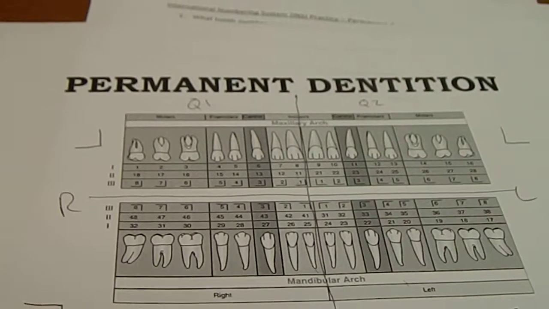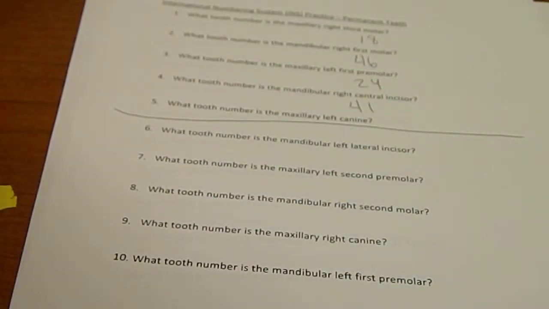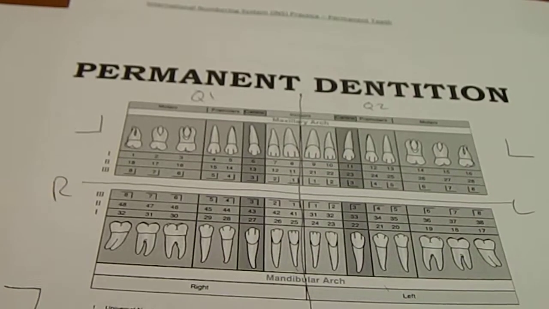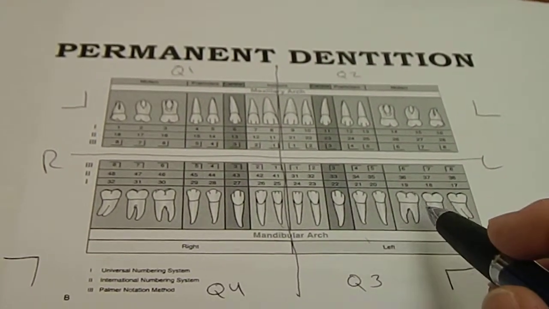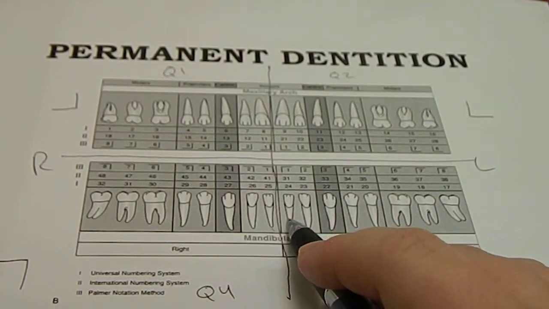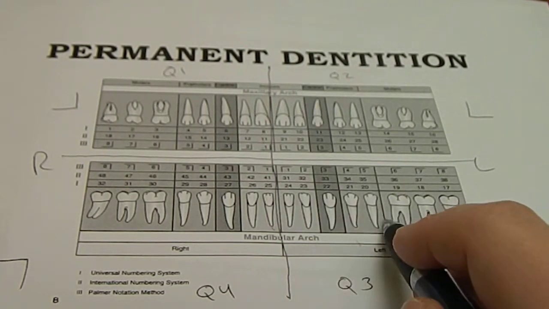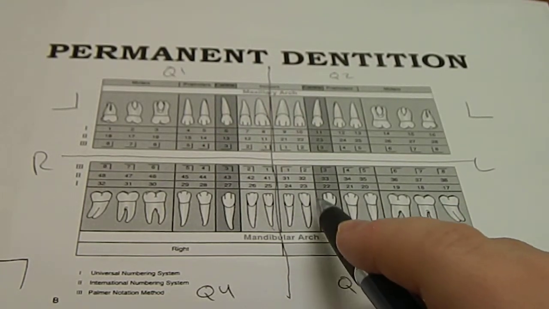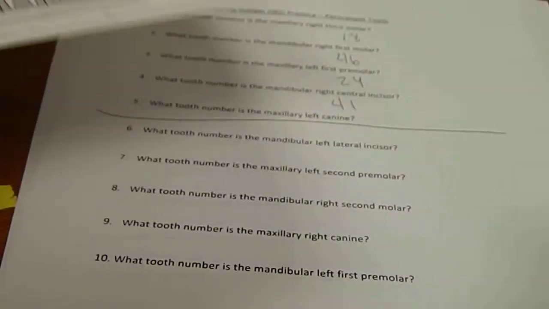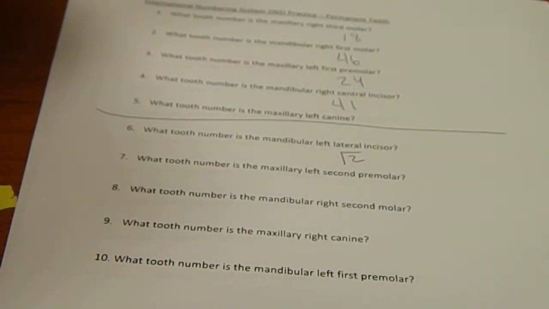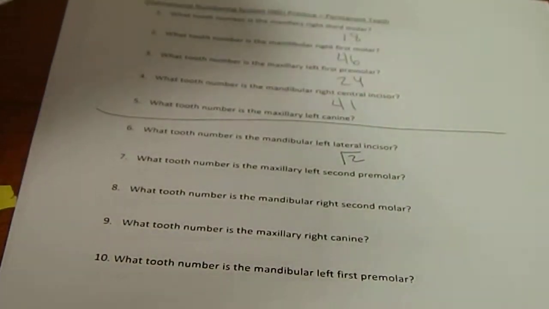So let's take a look at this. What's our first question here? What tooth number is the mandibular left lateral incisor? So we know we're going to be on the mandible. We're on the left-hand side. So our bracket is going to look like this, and it was the lateral incisor. So 1, 2, 3, 4, 5, 6, 7, 8. So we're numbering 1 through 8 out here. So 1, 2. Here's our lateral incisor. This is number 2. So our symbol is going to look like this and a 2 inside. So that's what that looks like. So that's the Palmar notation.